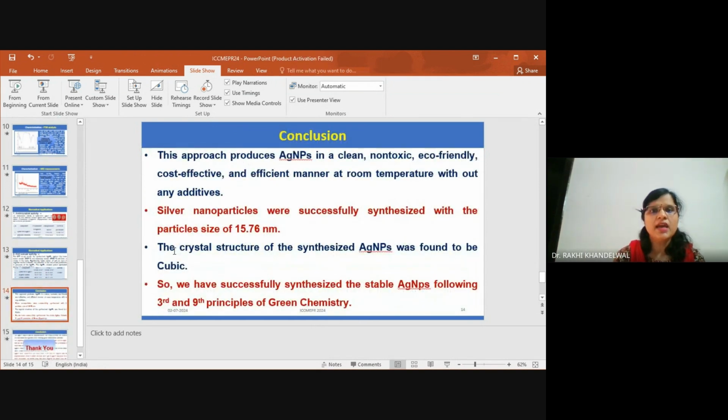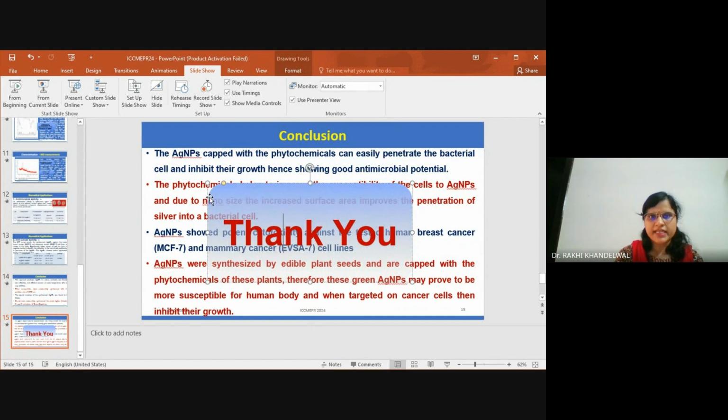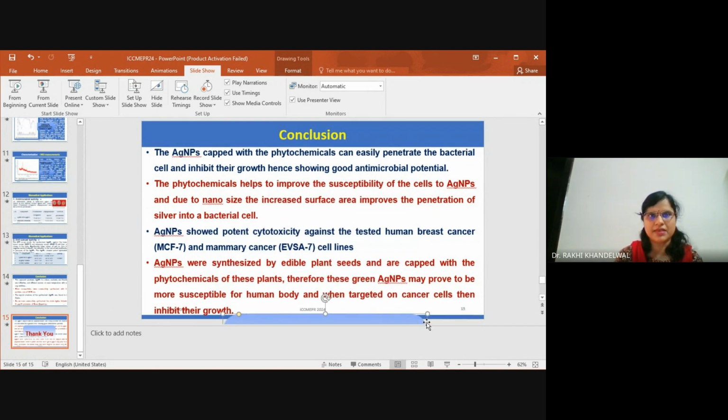Now moving towards the conclusion part, this green approach produces silver nanoparticles in a clean, non-toxic, eco-friendly, cost-effective, and efficient manner at room temperature without any additives. The silver nanoparticles were successfully synthesized with a particle size of 15.76 nanometer and the crystal structure is cubic. We are using the green principles here to synthesize the nanoparticles. These green principles are use of fewer chemicals and use of less toxic chemicals.